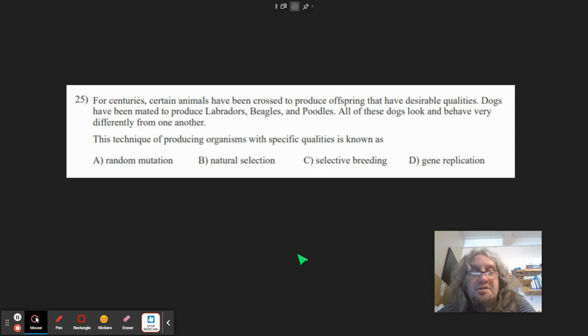25. For centuries, certain animals have been crossed to produce offspring that have desirable qualities. Dogs have been mated to produce Labradors, Beagles, and Poodles. All of these dogs look and behave very differently from one another. This technique of producing organisms with specific qualities is known as A, random mutation, B, natural selection, C, selective breeding, or D, gene replication.